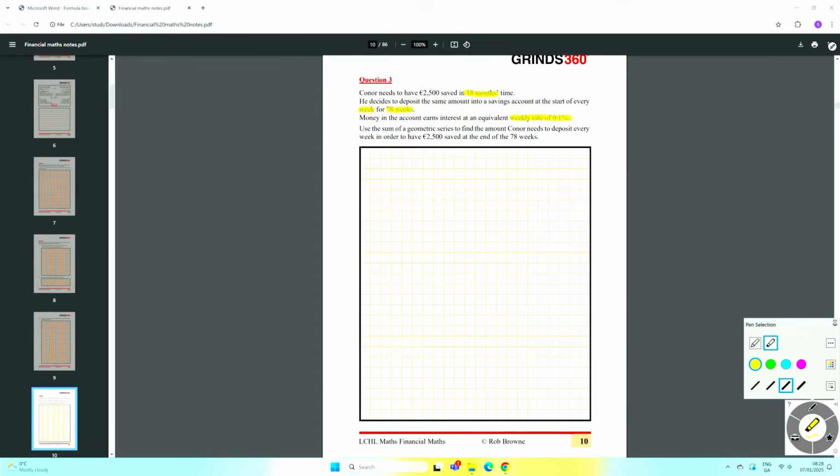So that's fine. There's no problem there at all. So we've got the time in weeks and the weekly rate. That's perfectly okay. And it says use the sum of a geometric series to find the amount Connor needs to deposit every week to have the 2,500 saved at the end of that time. So how much does Connor need to put away every week to make that happen?